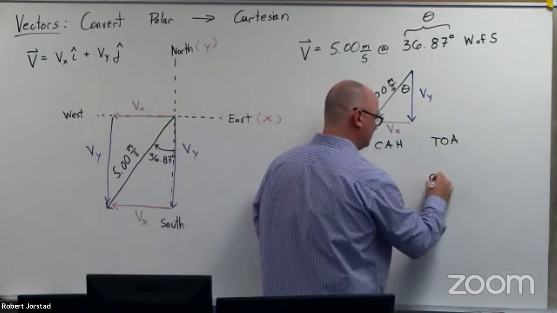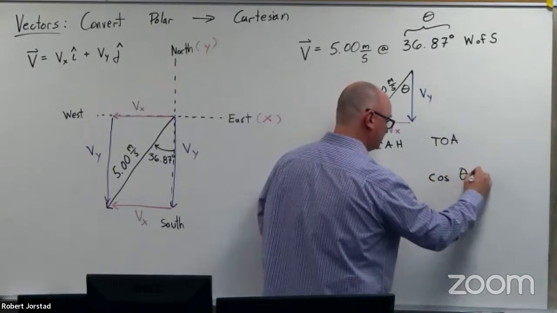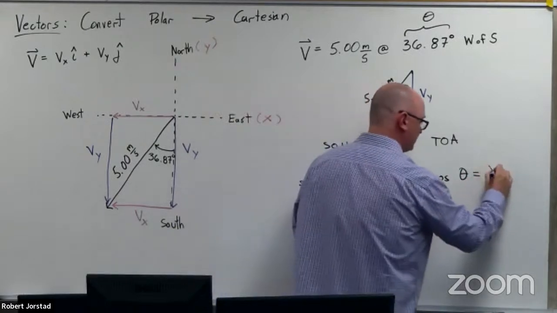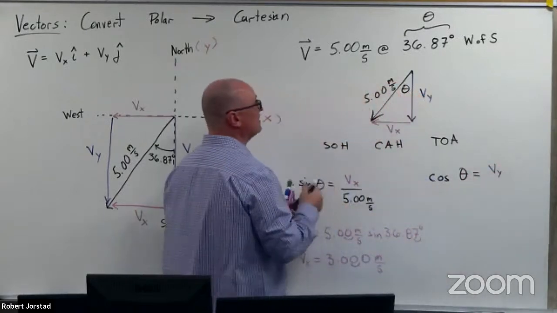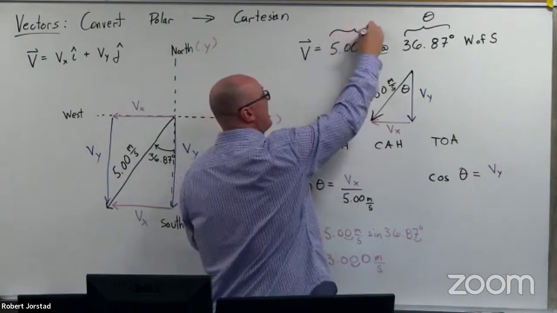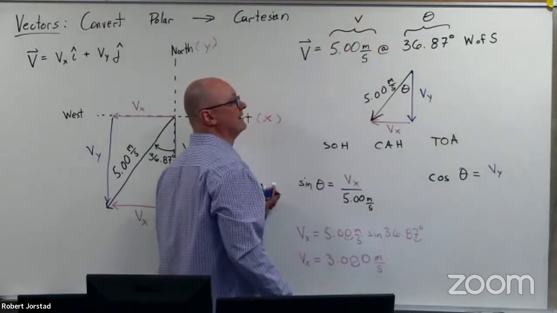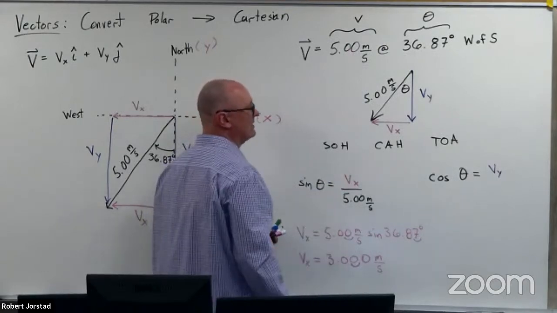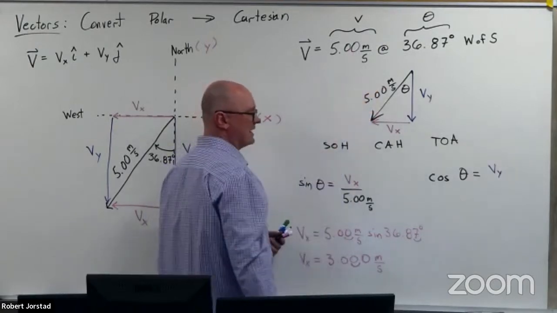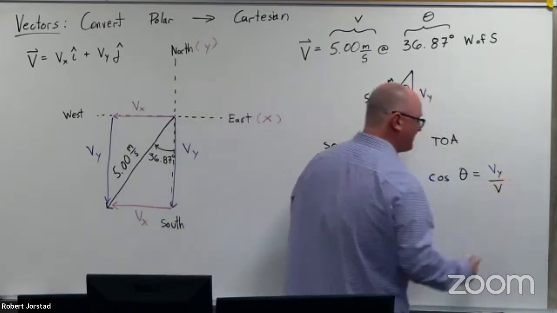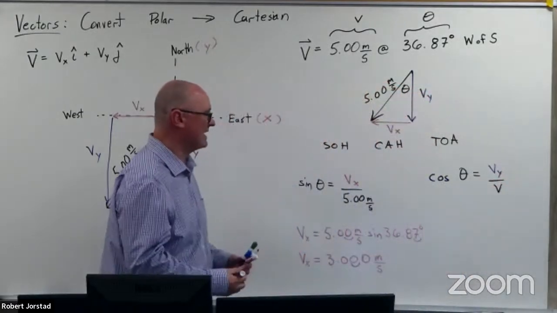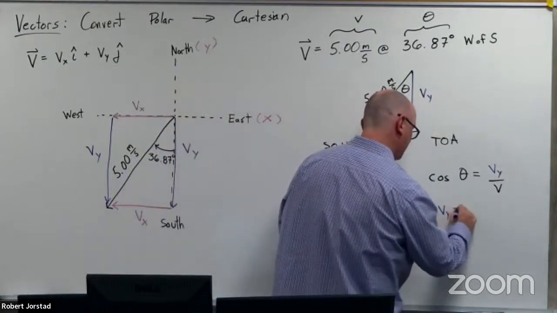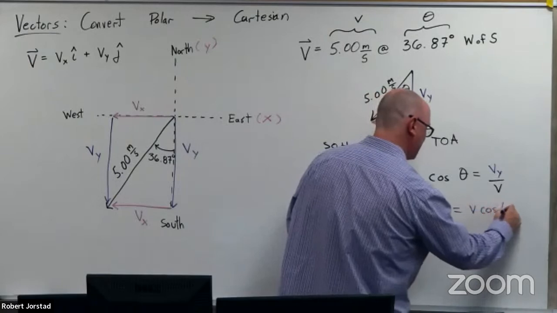If I do cosine, adjacent over hypotenuse would be, and then just to humor me, remember this is the magnitude V, right? I don't like writing all these symbols all the time. So instead of writing 5 meters per second, I'm just going to put V and not plug in the numbers until the very end. So now I see that Vy is V cosine of theta.